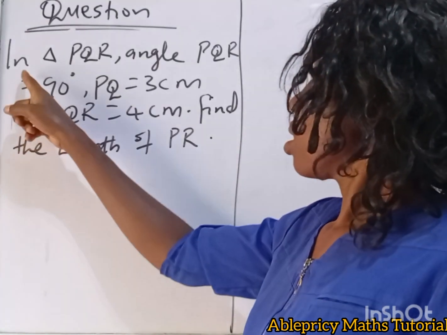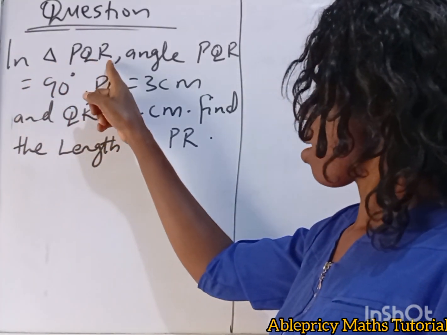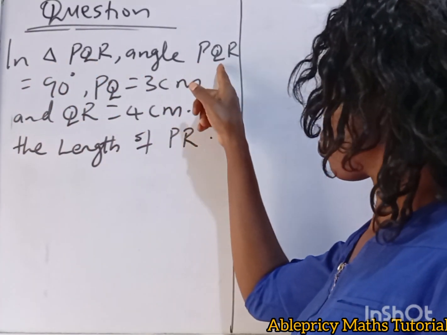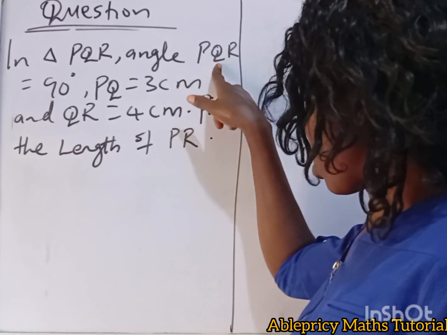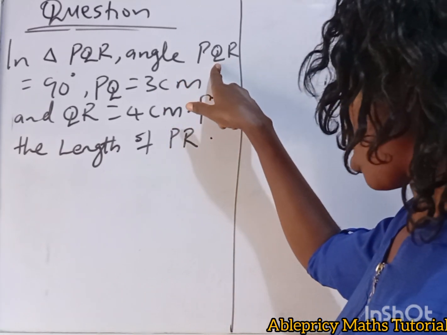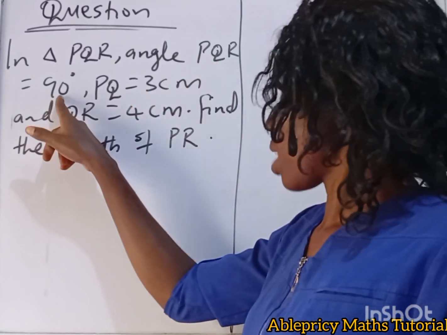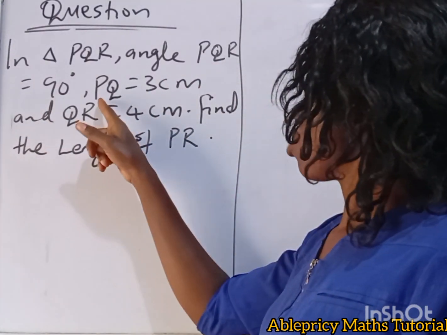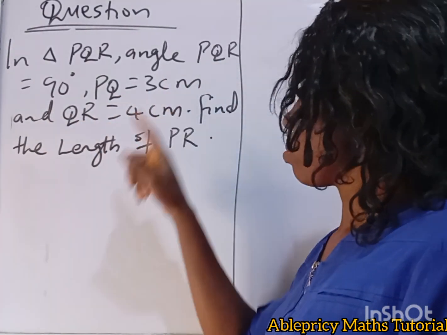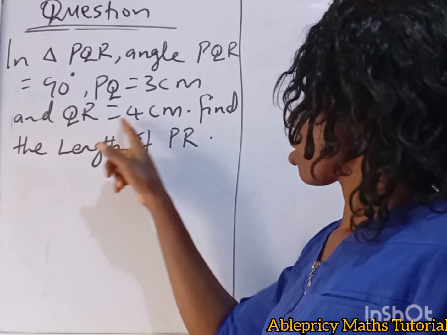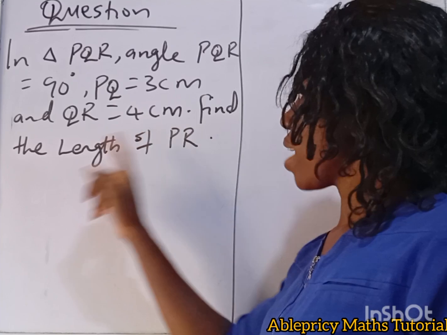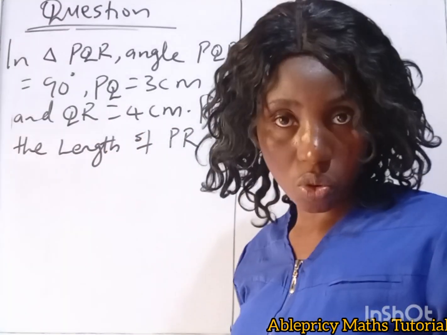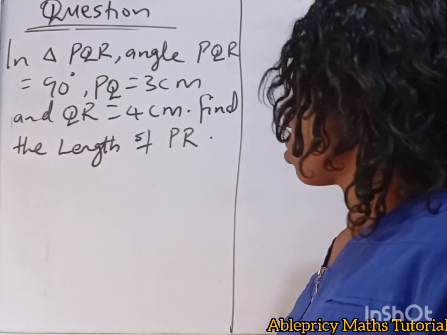It says, in triangle PQR, angle PQR, that is the angle at Q, the letter at the center, is 90 degrees. Then the length of PQ is 3 cm, and the length of QR is 4 cm. The question says, find the length of PR. So let us solve this.